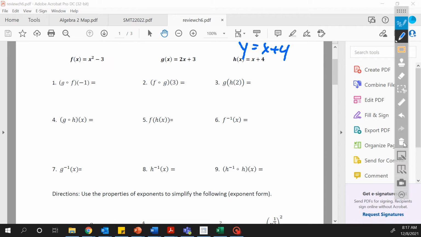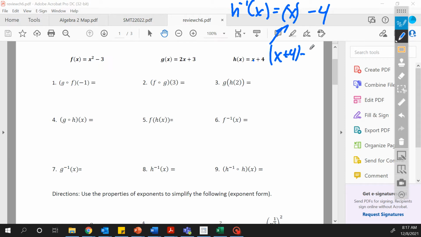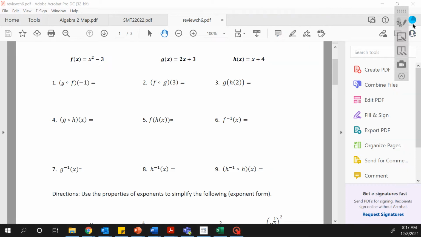Number 9 wants to know what the composition of a function and its inverse is. Well, we just discovered the h function is x plus 4. The inverse of h is x minus 4. If you put x plus 4 inside here, you get x plus 4 minus 4, which is just x. And this is true any time you compose inverse functions. Inverse functions cancel each other out and take you back to where you started, in this case, x.